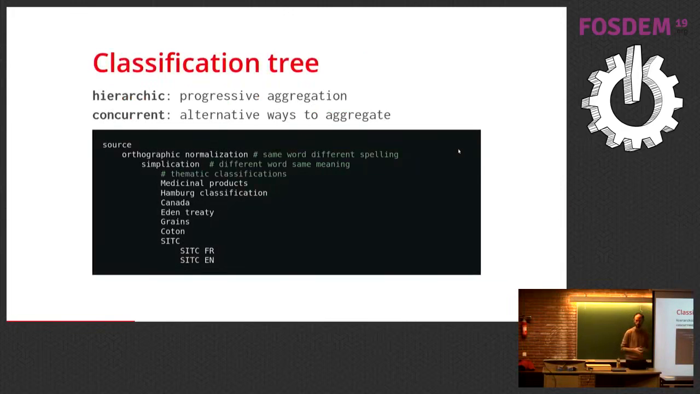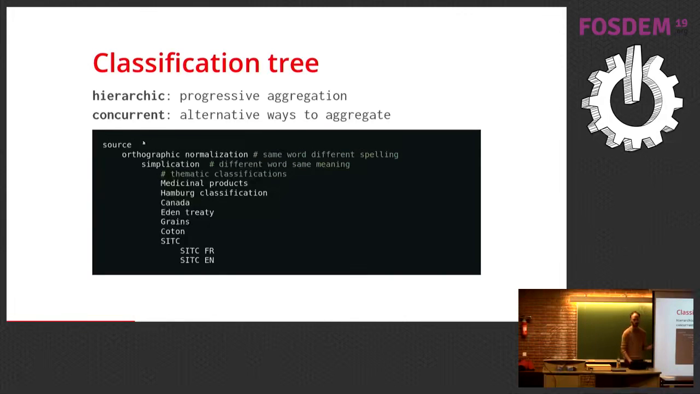To tackle those two issues, we had to design a classification tree. It's not one classification, it's a tree of classifications. Why a tree? Because we need a hierarchy of classifications, because we need progressive aggregations. We have the sources, and then we want to aggregate a little bit, then a little bit more, and maybe end up with 5 categories, like products you can eat, products you can burn, all kinds of stuff. But we also want concurrent classifications, because we want to be able to work with alternative ways to aggregate this information.